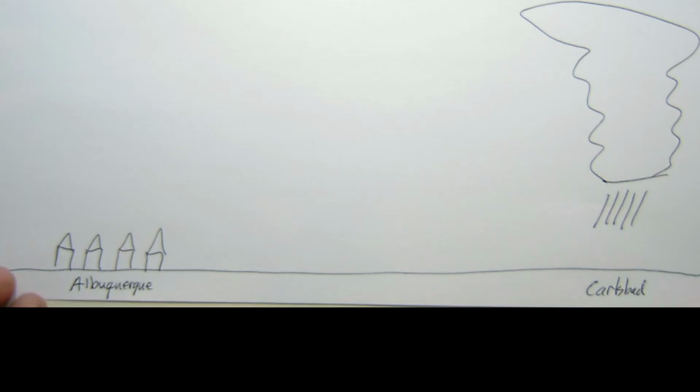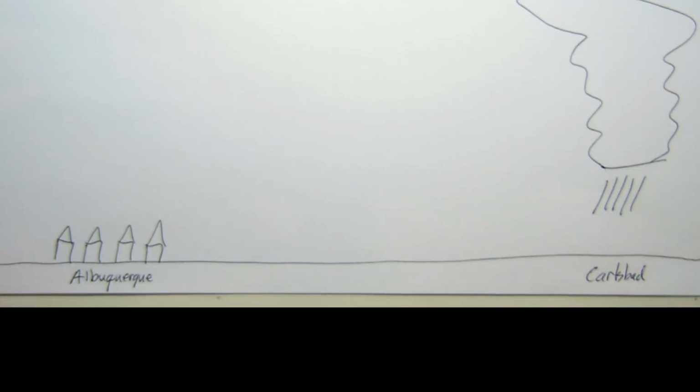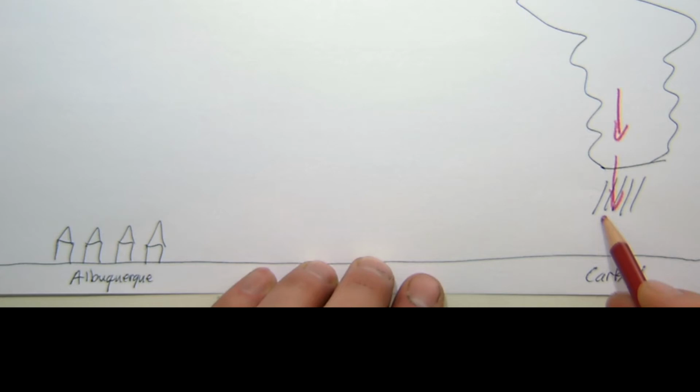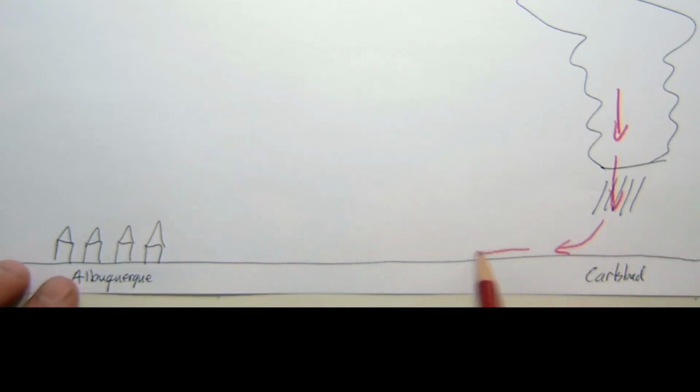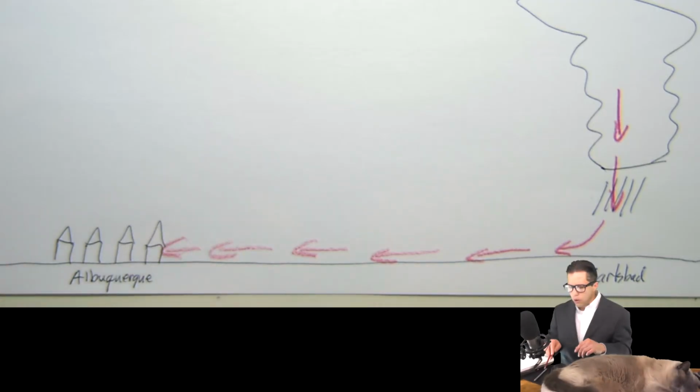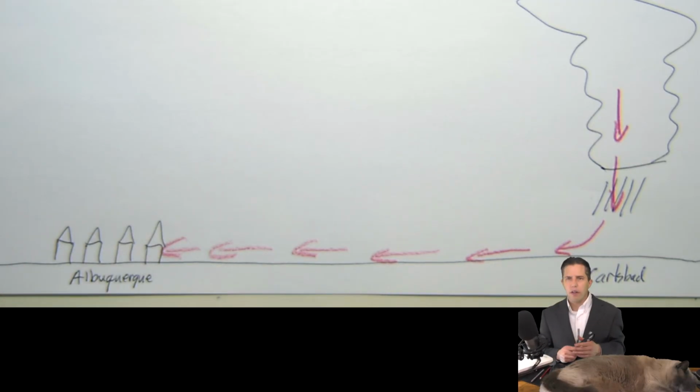So what might be happening is clear on the other side of the state, like maybe in Carlsbad, they've got a severe thunderstorm, and they get a strong downdraft, which then turns into a strong outflow. And believe it or not, the outflows can go all the way across the state, and you can track them on radar. I've tracked them on radar all the way from eastern New Mexico clear into Arizona.